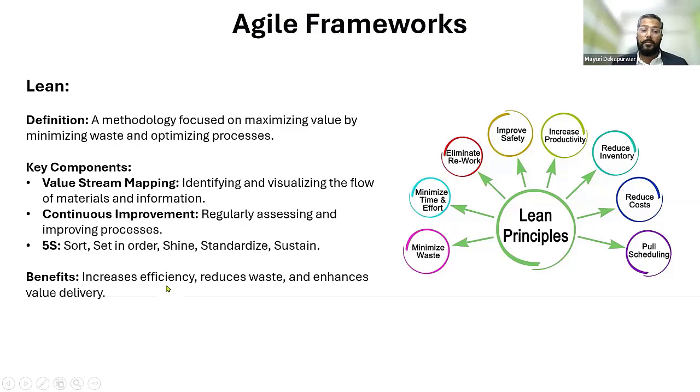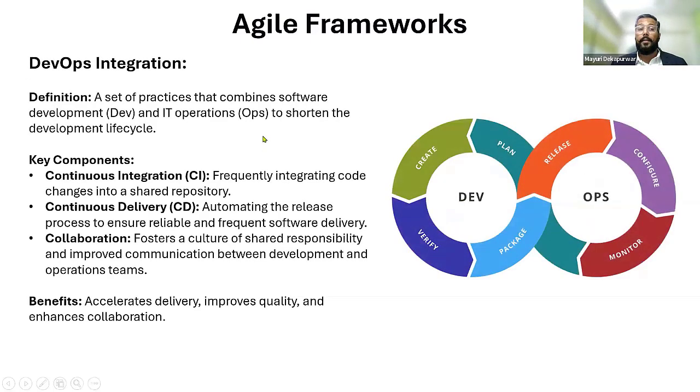Now, what are the benefits? It helps in reducing the waste, so that increases our efficiency, enhances value delivery. So lean is very much a very important part of our agile service management as well. And then one of the practices that we use is DevOps integration. It works very well with agile, or it is one of the ways of being agile.